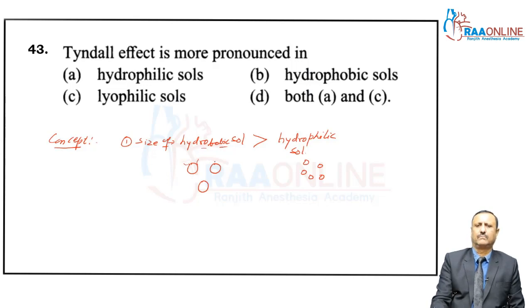colloidal sol, because in Tyndall effect, my dear students, a small energy of light is absorbed and a different wavelength of light is emitted. A definite wavelength of light is absorbed and a different wavelength of light is emitted. So, my dear students, it is called the Tyndall effect. In Tyndall effect, the size of hydrophobic sol is greater than hydrophilic sols. So, this is the concept. You can go with answer B for question number 43.